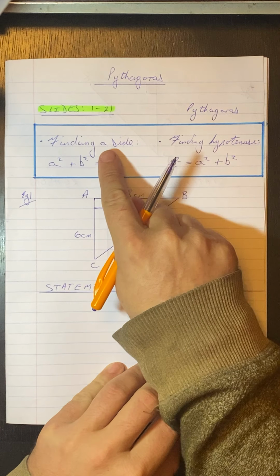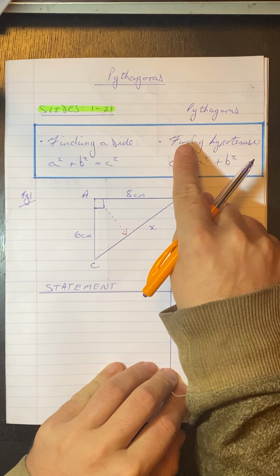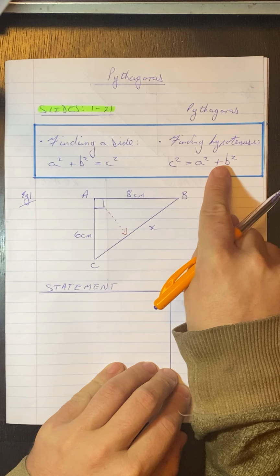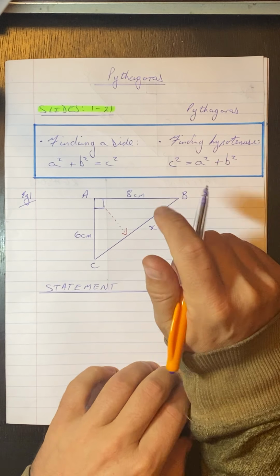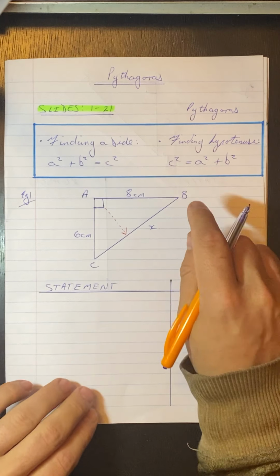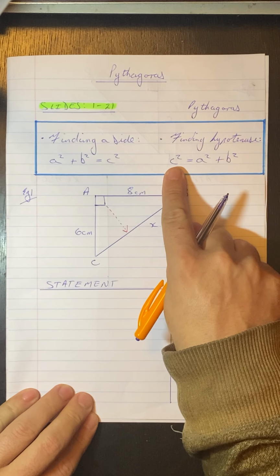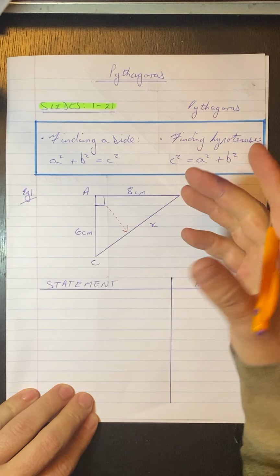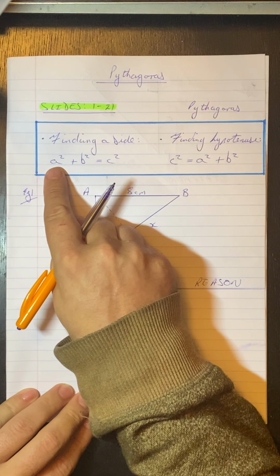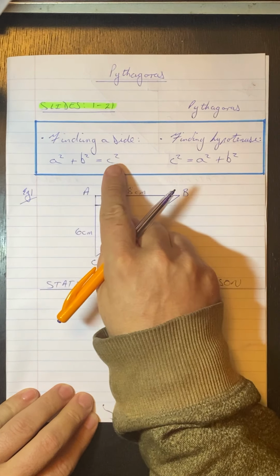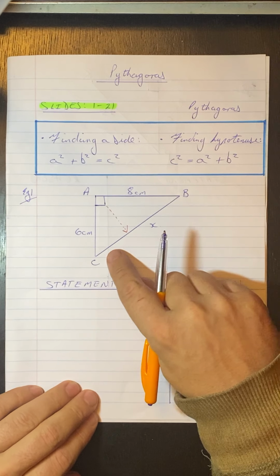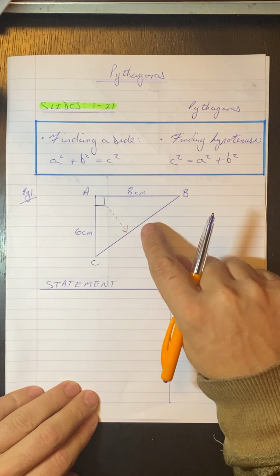So we come back to this, finding a side or finding the hypotenuse. So we want to find the hypotenuse, so I'm going to set it up like this. And how I set it up, your c is always your hypotenuse, and then your a and your b are your other two sides. Exactly the same here. a, b are your two sides, c is your hypotenuse. So for this example here, we're going to find our hypotenuse.